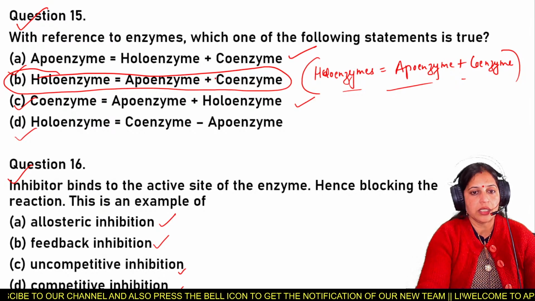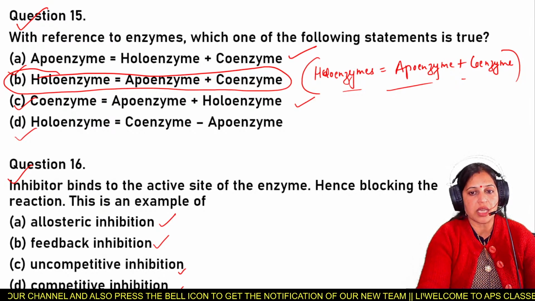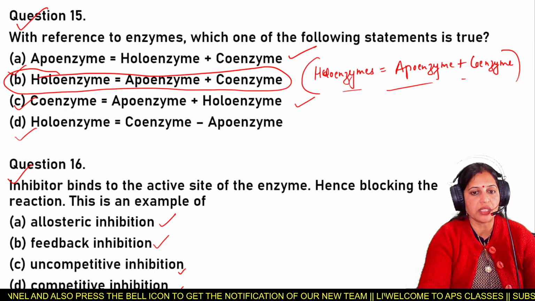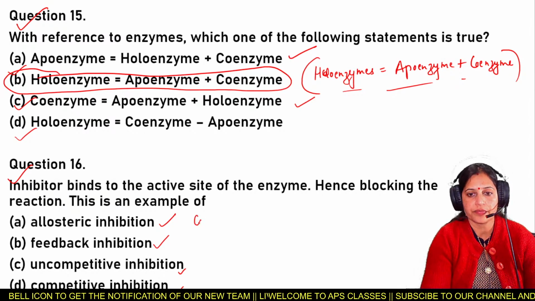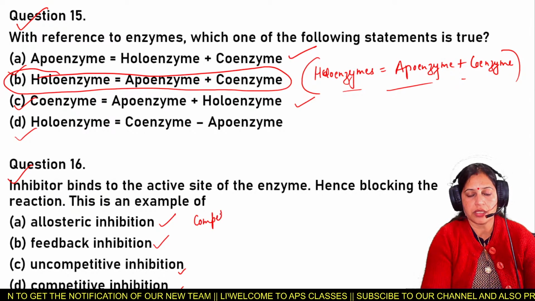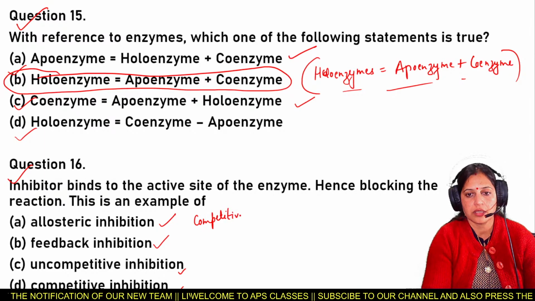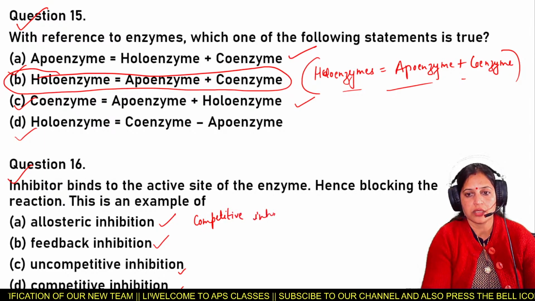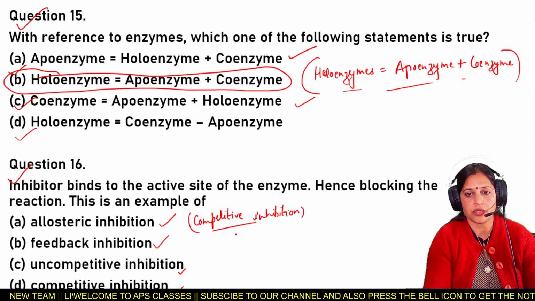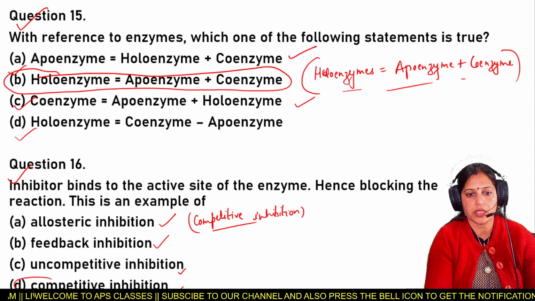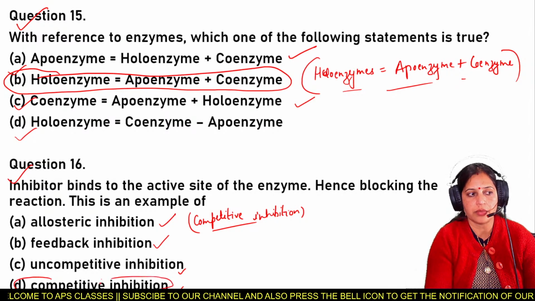So beta, the inhibitor binds to the active site of the enzyme, hence blocking the reaction. So this is an example of competitive inhibition. Competitive inhibition. This is an example of competitive inhibition.